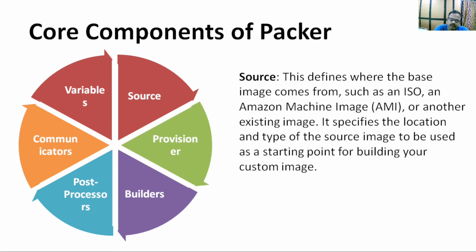Like if you have taken a base image from AWS, using Packer you can convert this AWS image into a GCP image or an Azure image or any other platform image, so that you can directly use that image to spin up an instance in that particular cloud. So this source block is going to define where you are going to pull the base image from.